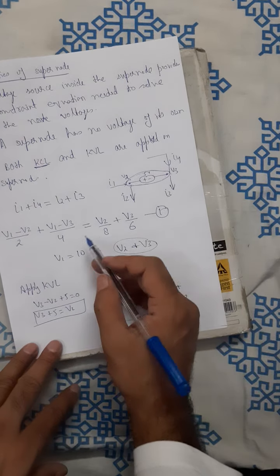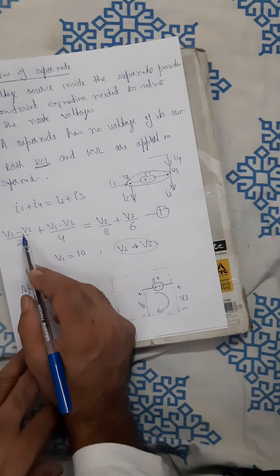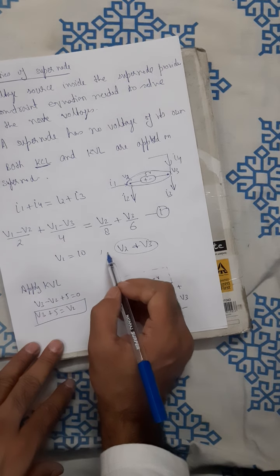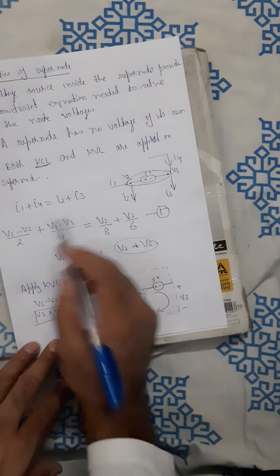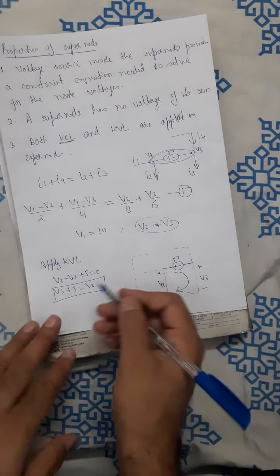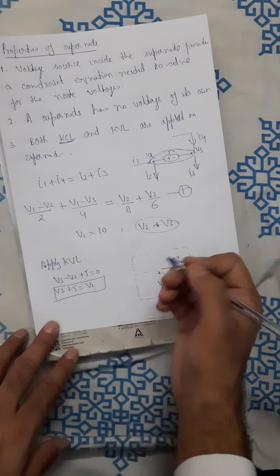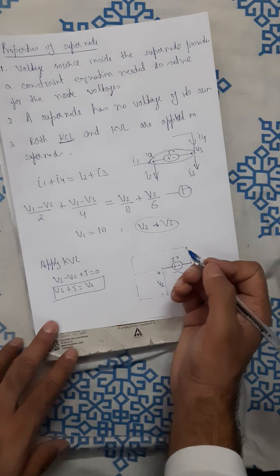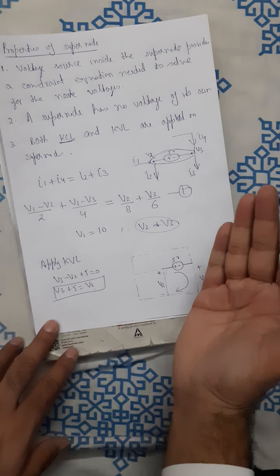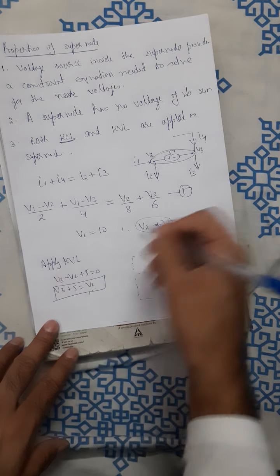You will solve this equation. You know that we have V1 equal to 10 volt in this equation, so I can represent the whole equation in terms of V2 and V3. From this equation I got the value of V2 in terms of V3. Now I have two equations and two unknowns. When you have two equations and two unknowns, you can calculate the unknowns easily. So you can substitute the value of V2 from here in this equation.